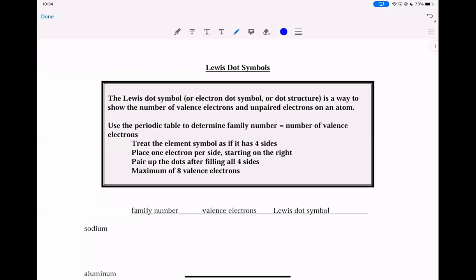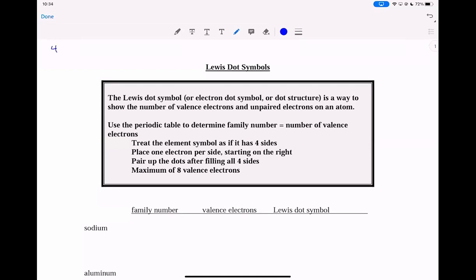Okay, so we have the first of today's lecture worksheets. So this is 4.1 lecture worksheets. And in this process of writing Lewis dot symbols, you will need a periodic table. So get your periodic table handy.